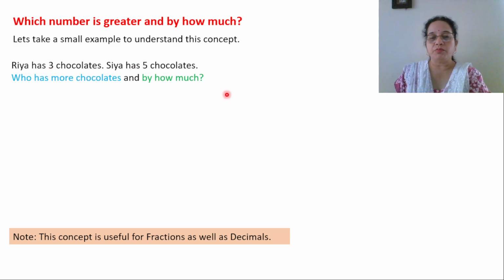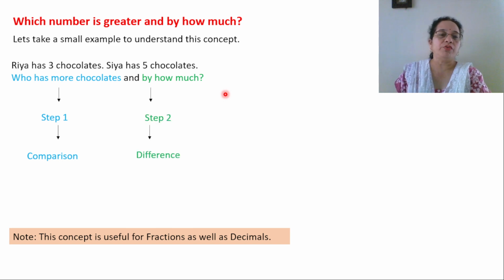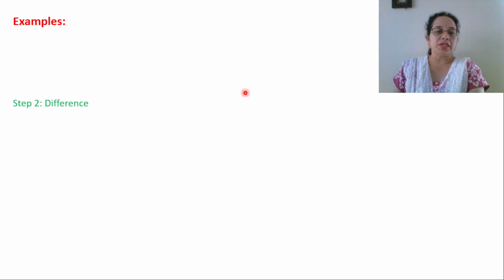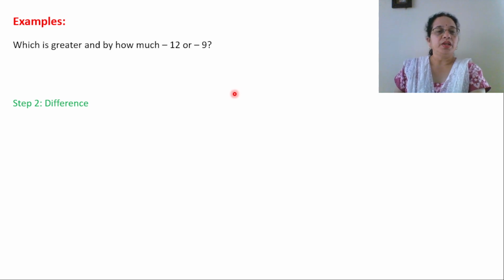Let us do the same thing here. Who has more chocolates? Step 1 is comparison. By how much? Step 2, where we find the difference. Who has more chocolates? Step 1, we just do the comparison: Sia has more chocolates. To find out how much, we find the difference. How to find the difference? Greater number minus smaller number. This concept is useful for fractions as well as decimals. If the same type of questions are given in fractions or decimals, the way of solving will be the same. So let us take a few examples.